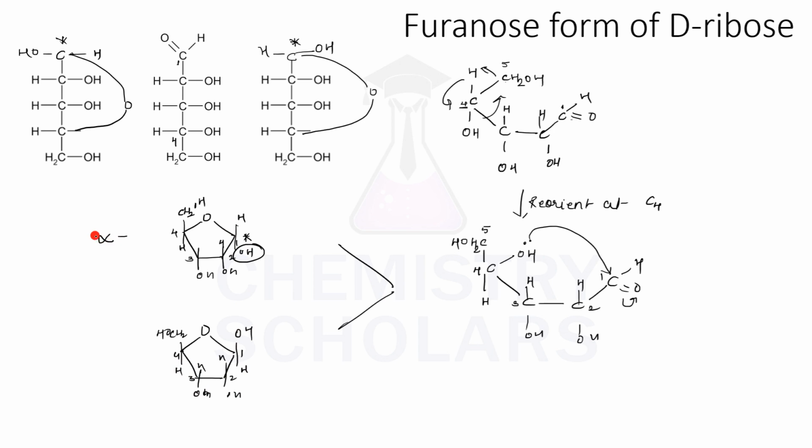Wait, I'll write here. This is your alpha D ribofuranose. Okay, and this becomes your beta D ribofuranose. Okay, so alpha, beta. This is how you get it. Since it is a five-membered ring, there won't be a chair form. If it was a six-membered ring, then you can convert it to the chair form. Show the anomeric carbon symbol. This is your alpha form. This is your beta form.